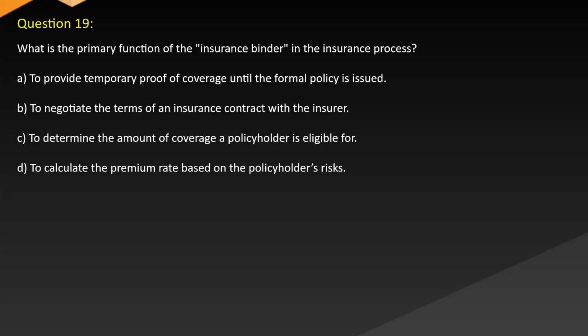Question 19. What is the primary function of the insurance binder in the insurance process? A. To provide temporary proof of coverage until the formal policy is issued. B. To negotiate the terms of an insurance contract with the insurer. C. To determine the amount of coverage a policyholder is eligible for. D. To calculate the premium rate based on the policyholder's risks.